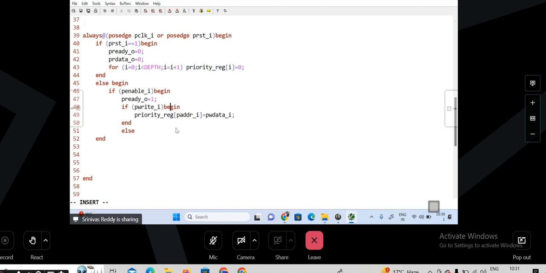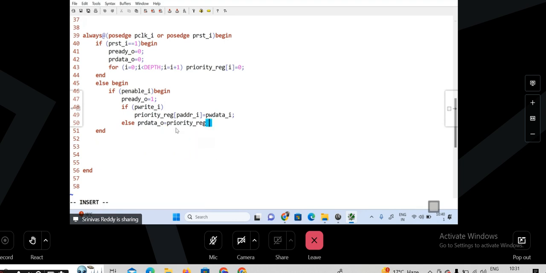If write enable is equal to 1, what am I doing? Write the data, correct? Write the data to the priority register. Else, what am I doing? Else means this priority goes equal to 0. Then I'm doing the read operation. Then I'm going to end this. This will happen if enable is equal to 1, correct?